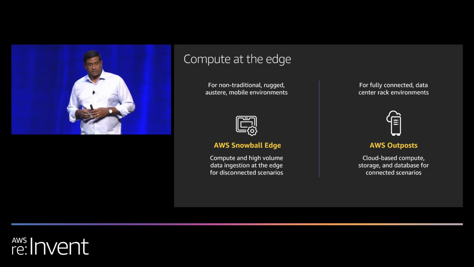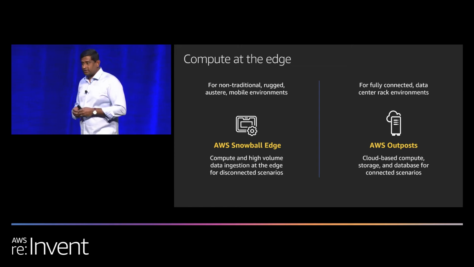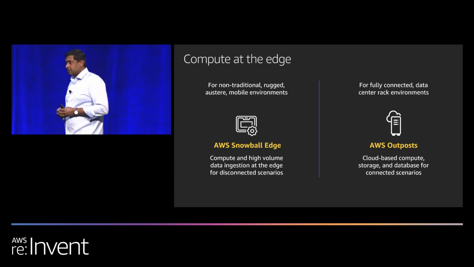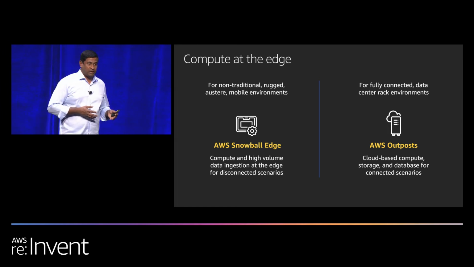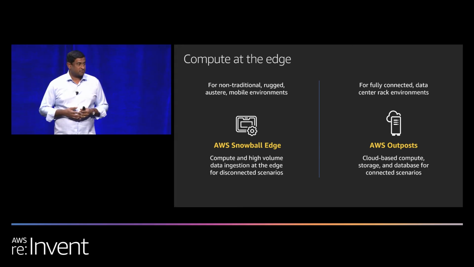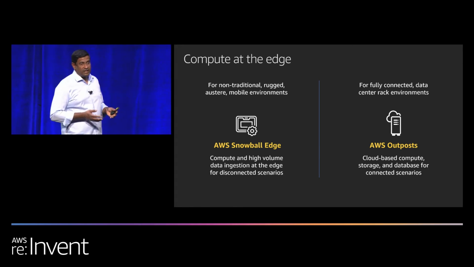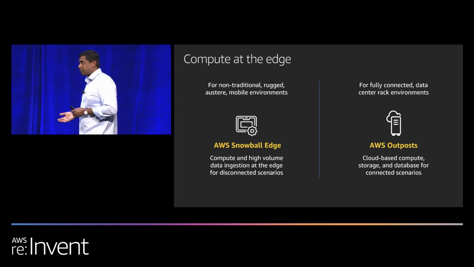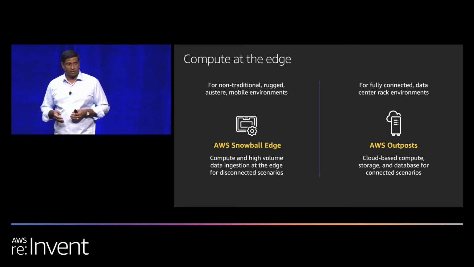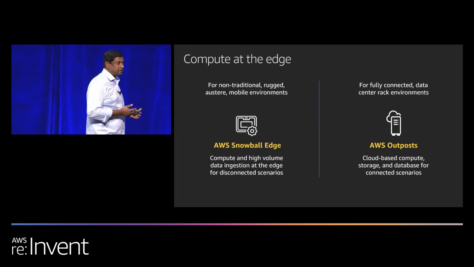AWS Outposts has been designed for an environment that is a traditional data center with consistent network connectivity. These could be a data center on an on-prem location, it could be co-location sites, or it could be telco central offices. Essentially, you would use the AWS Outposts in places or an environment where you have consistent network connectivity. Control plane functions, such as provisioning, take place at the edge. Replacements and upgrades take place at the edge.